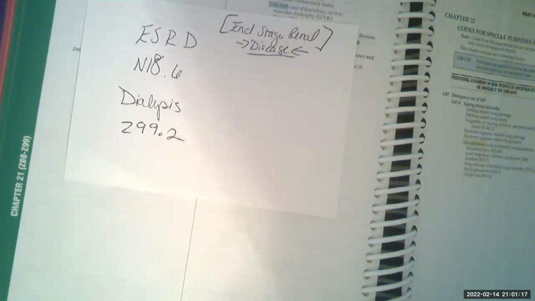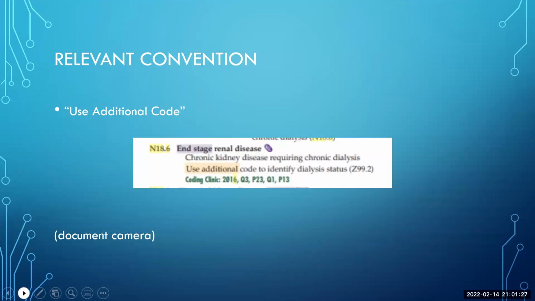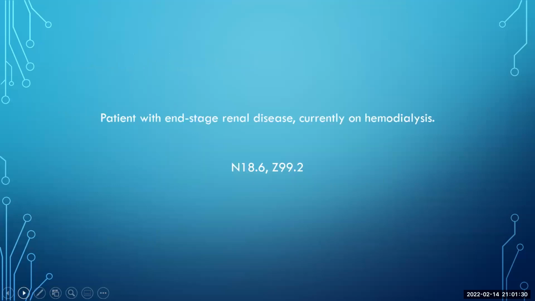Okay, so let's go back to the PowerPoint and see if that is what we got. I always get a little nervous when I jump back to the PowerPoint because I'm hoping that is the correct code. Even I get anxious. Okay, N18.6, Z99.2, we did it. So hopefully that is what you found. If not, that's okay. This is tricky. This is definitely tricky, but we'll get more practice with it. Let me know your questions in the discussion, and we can get more detailed into this condition or just coding this type of scenario.